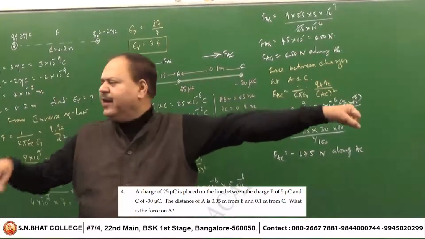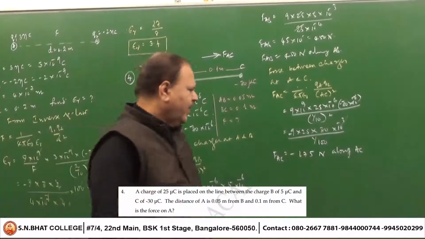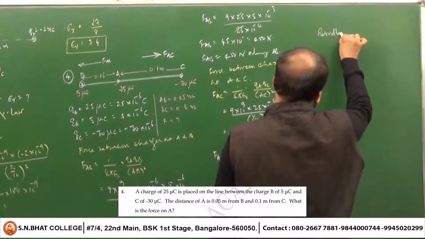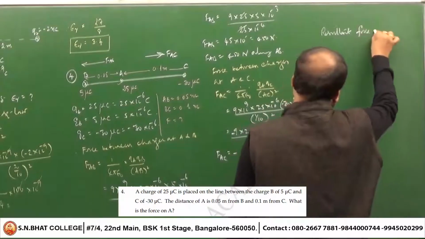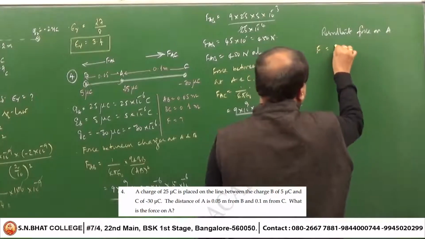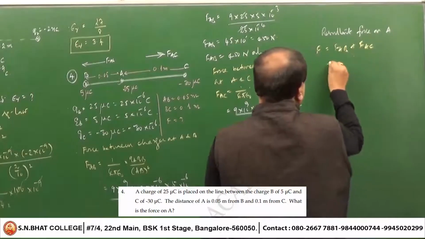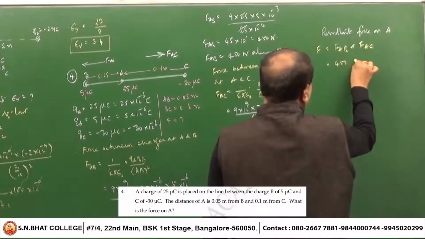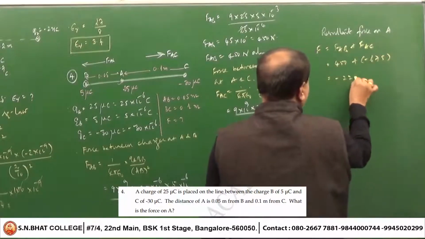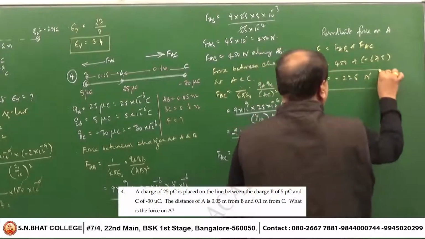Look, 675 and 450. And the net force acts in the direction of the greater force, and therefore the resultant force on A is, you know that F is equal to FAB plus FAC. FAB is equal to 450 Newton plus 675 Newton with the minus sign. That comes out to be minus 225 Newton. Very important. Minus 225 Newton.